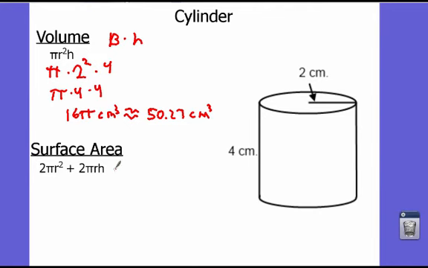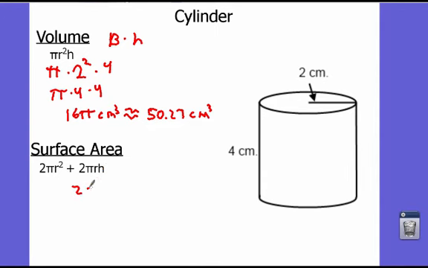So now to find the surface area, we use this formula right here. 2 times pi r squared. So that's 2 times the area of the base. So it's this base and then the circular base on the bottom, plus 2 pi r h. 2 pi r is the circumference, or the perimeter of the circle, and then h being the height of the shape.